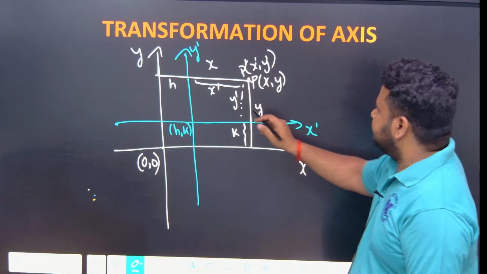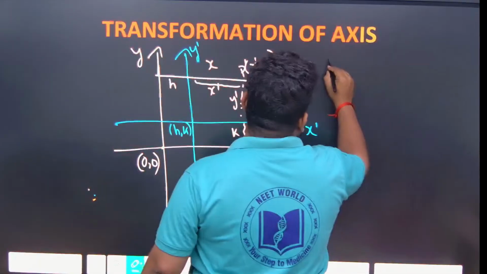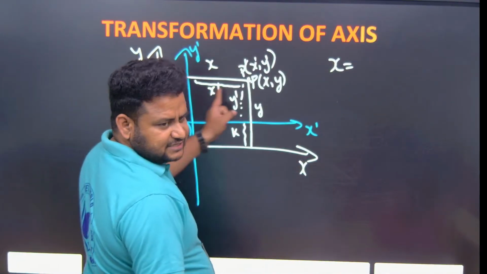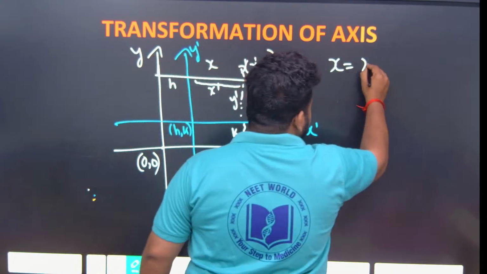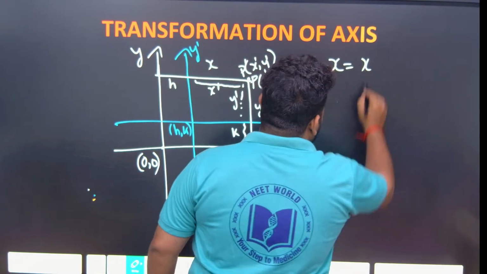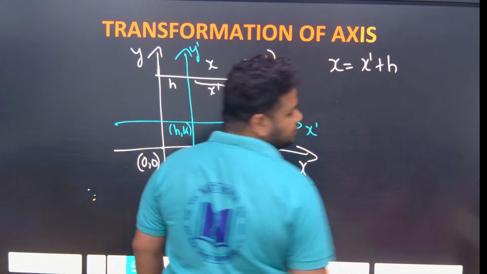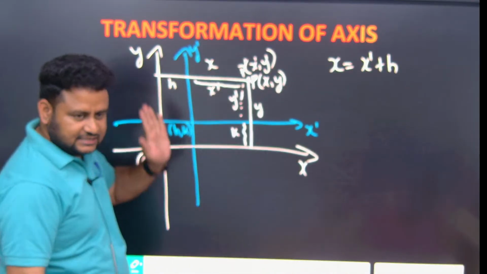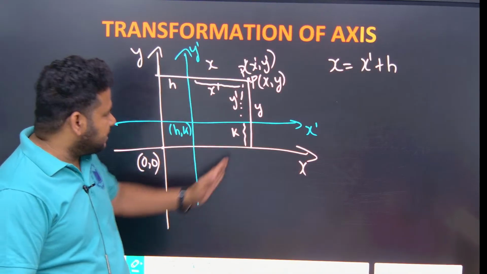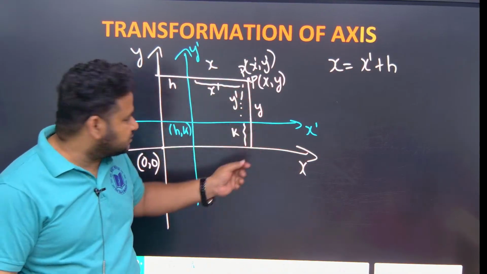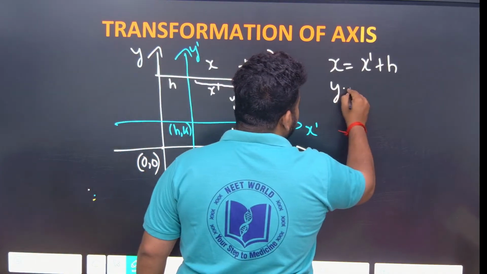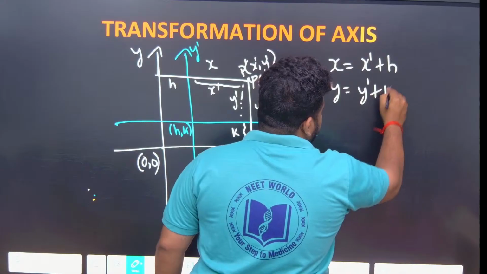Now if I want x, I can write it as h plus x dash, or x dash plus h, yes or no? This total length x can be written as x dash plus h. Similarly, this total length y, I can write it as y dash plus k. So y I can write as y dash plus k, okay.